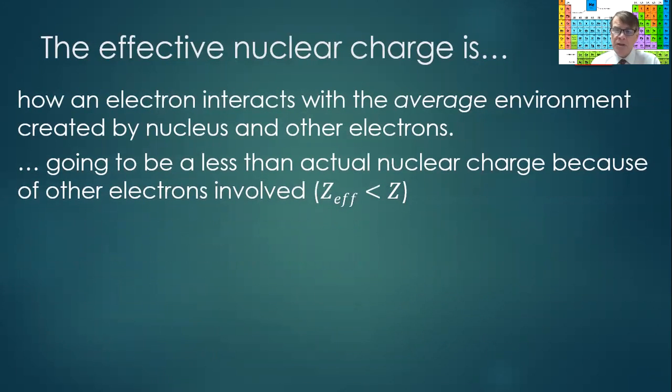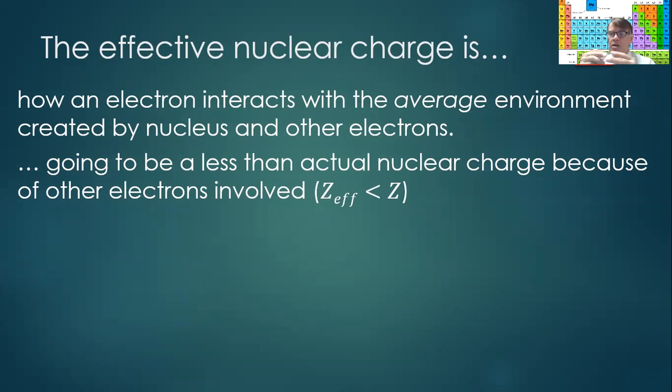Well, as we've already implied, it's going to be a little less than just the charge of the nucleus. The nucleus is saying, I want you, electron, I'm attracted to you. So the nucleus has a certain positive nuclear charge, but the electrons in between are filtering out, are shielding some of that charge.